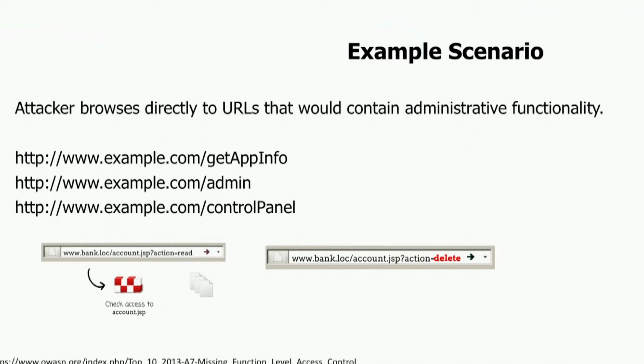So here's an example. Say that the attacker browses to a URL and can see that there are some different functionalities that start out with the same beginning of the URL, and then the last part is changed. On the left side, there's an action equals read in the URL. And they say, what if I change that to action equals delete? It should prevent them from being able to delete, but maybe it won't. And if that's the case, the attacker can take advantage of that.